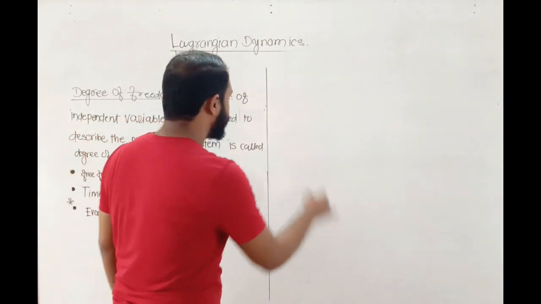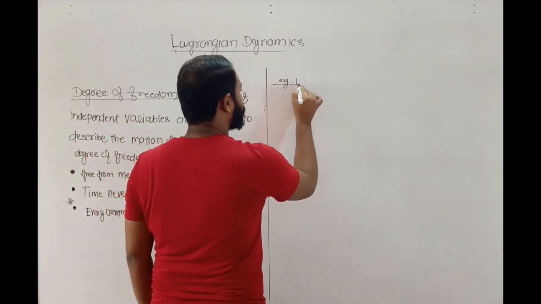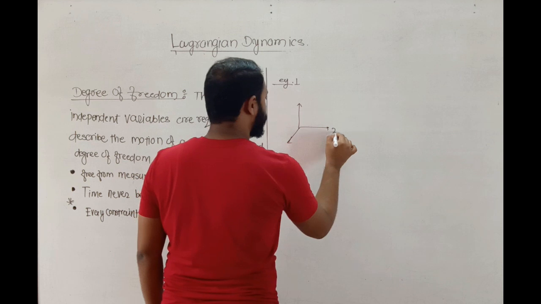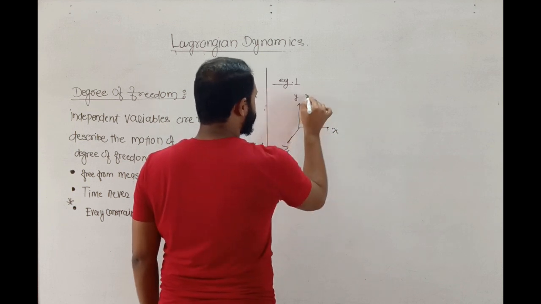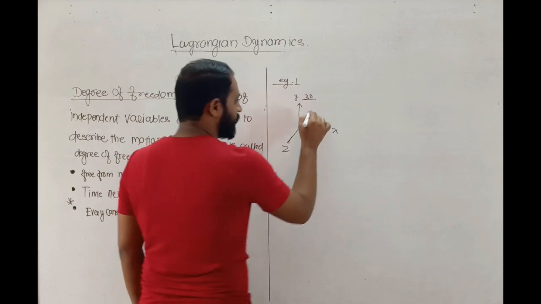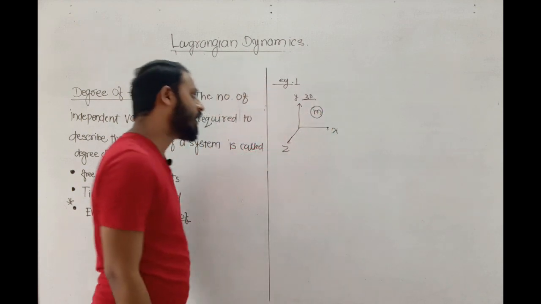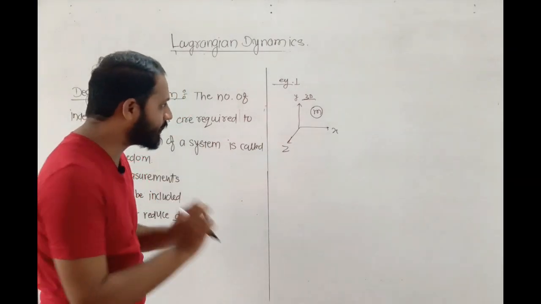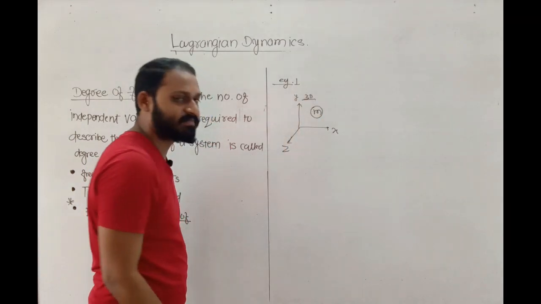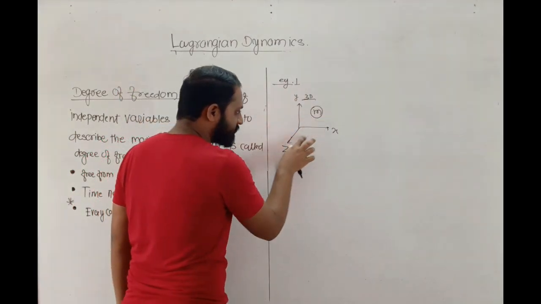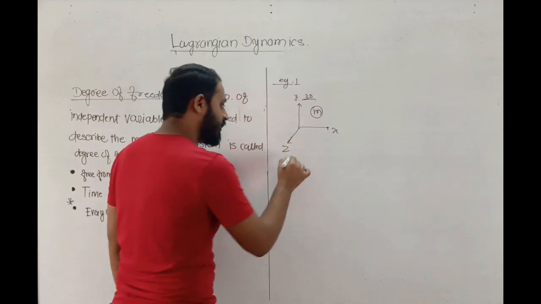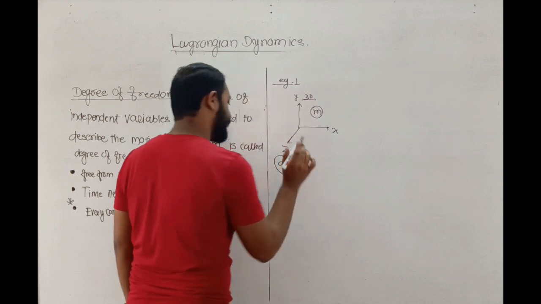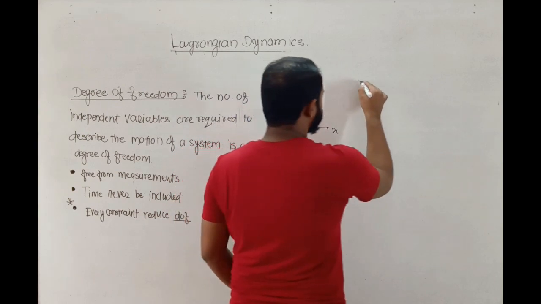Now let's see some examples of this. Example first. Now see, I have considered three-dimensional space x, y, z, and here is a mass m. How many degrees of freedom, or how many variables, are required to define this mass in 3D? Only 3, because it varies in x, y and z. That is, the degree of freedom is nothing but 3. Okay, no problem.